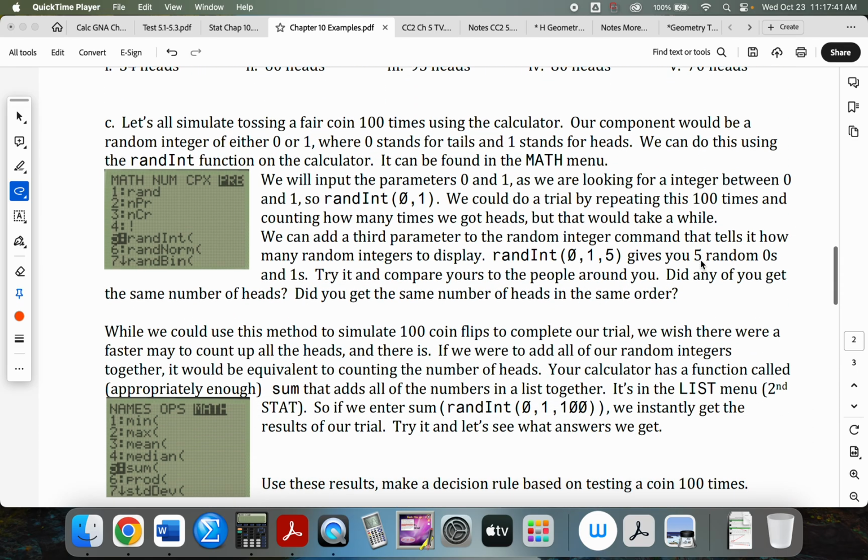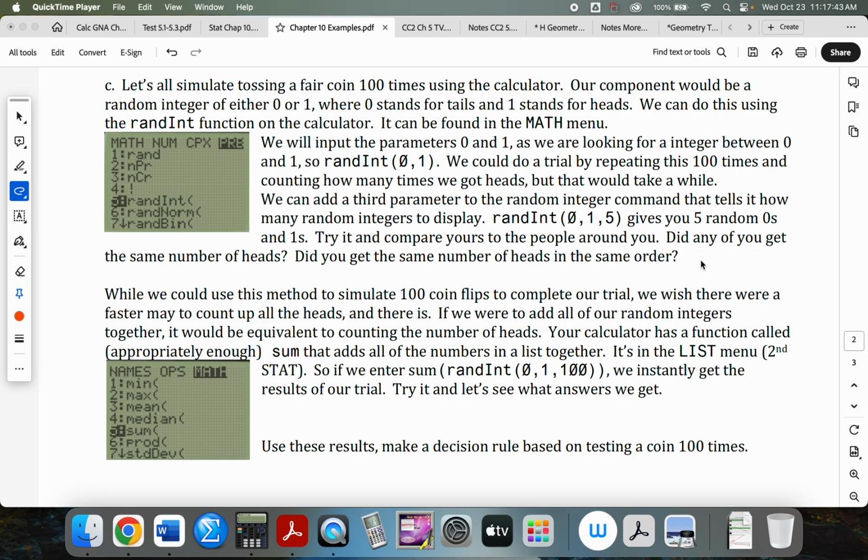So, let's look at simulating tossing a fair coin 100 times on a calculator. So grab your calculators. So our component is tossing the coin, and the way we do that is with a random integer, either 0 or 1. 0 is going to stand for tails, 1's going to stand for heads. You can do that with a random integer. You guys all know how to do this at this point, yes? Yes, sir. On whichever calculator you're using.